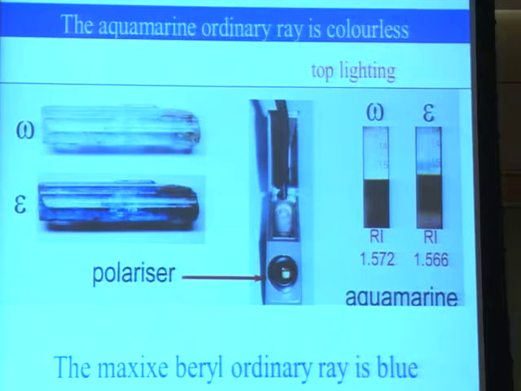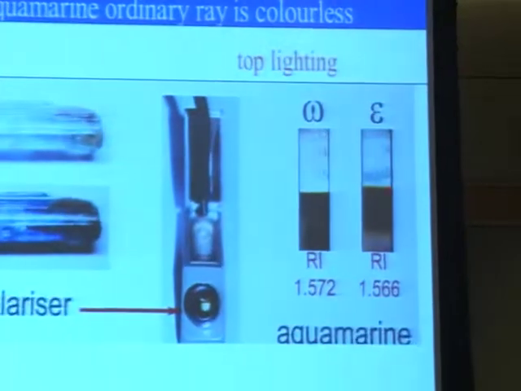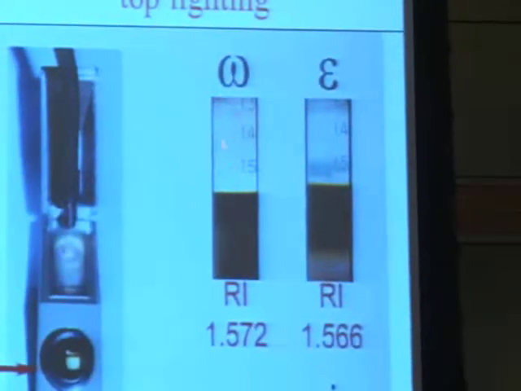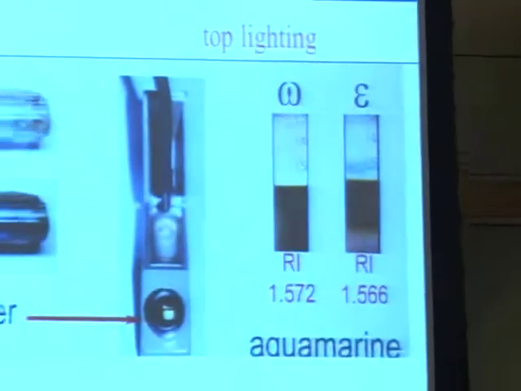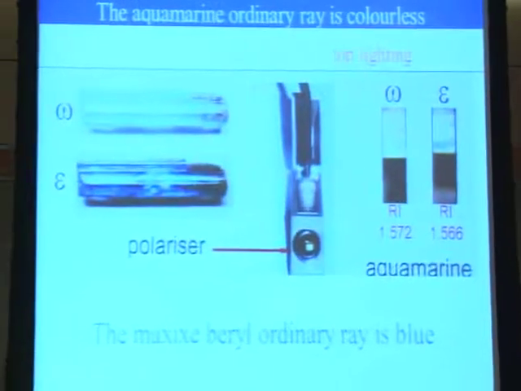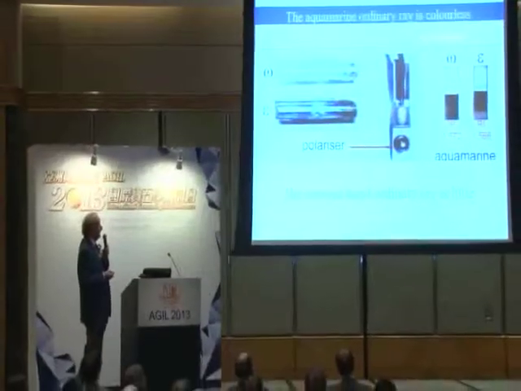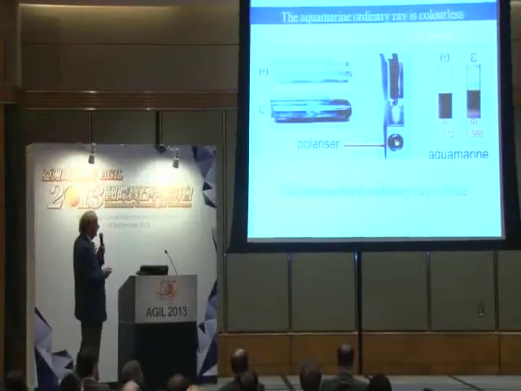And the ordinary ray is colorless. We can equate that because as we turn the polarizer, the shadow moves up and down to give us the refractive index against the color. And so we can say here that the 1.566, the extraordinary ray, carries the blue color. In the Maxixe beryl, it's the opposite way round.